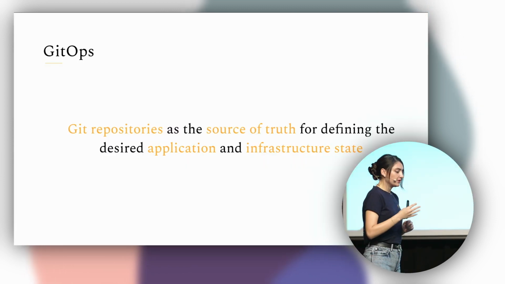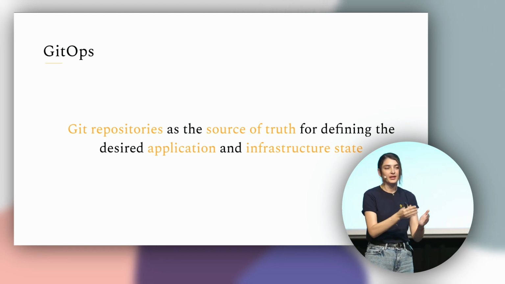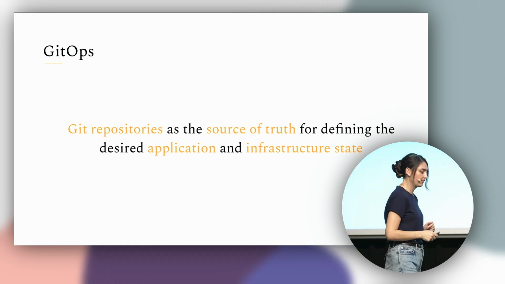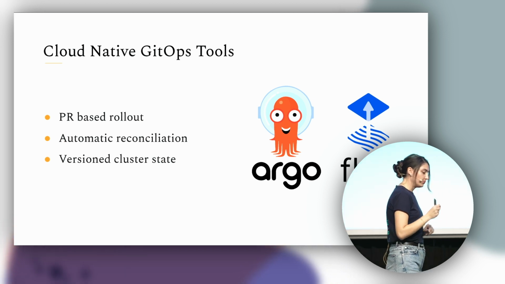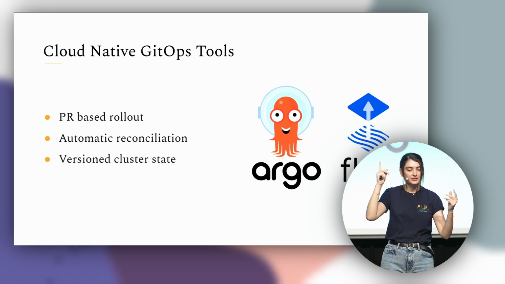Now, for anyone new to Git, it's pretty much a principle that has Git repositories as the source of truth for your application, and in our case, for our infrastructure. And this means that by default, we're going to have a PR-based rollout. That means that the delta between your local environment and production is just 1 PR away.